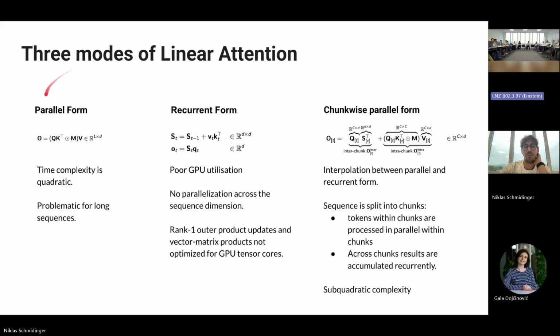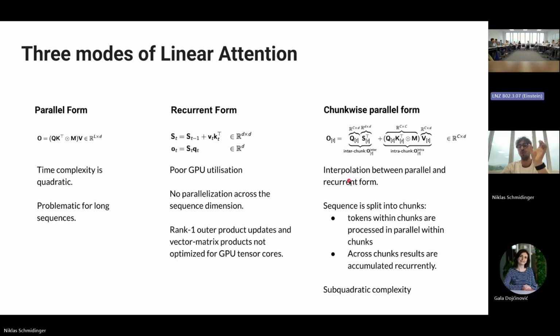And so we have the recurrent form and the parallel form, which are two extremes. What people have done, and what you can do, is reformulate this as a chunkwise parallel form. This is basically an interpolation between the parallel and the recurrent mode, right? So you split the sequence into chunks, and within a chunk you apply the parallel mode, and across chunks you accumulate the contributions using the recurrent form. So intra-chunk you use the parallel form, and across chunks you use the recurrent form.